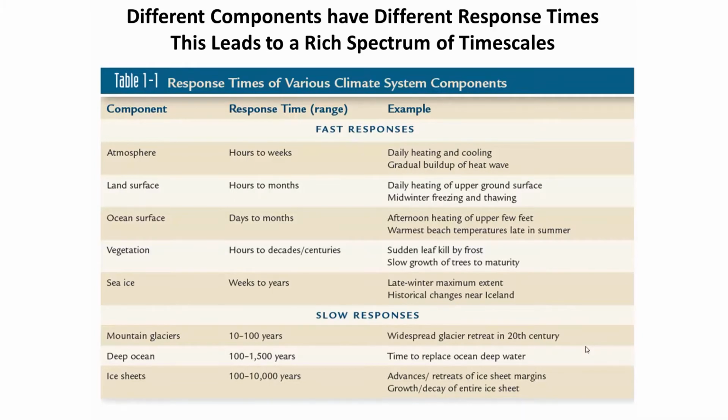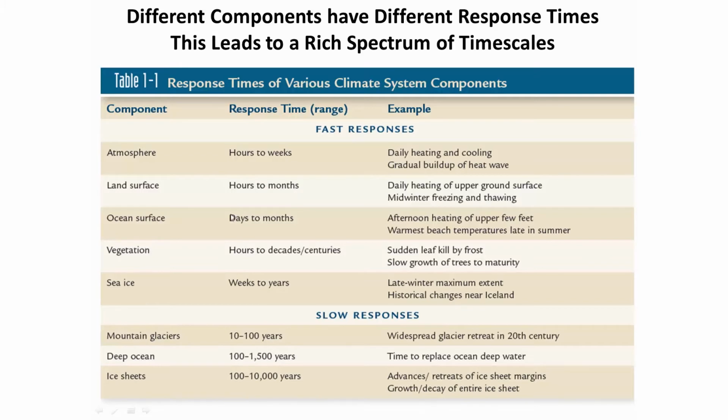Similarly, on Earth, the atmosphere, air, has very low heat capacity, very low density. So it heats up and responds in hours to weeks. On a daily time scale it can heat up and cool down, and it can build up a heat wave over a few days and so on and so forth. Land surface also has a low heat capacity compared to the ocean. It takes hours to months.